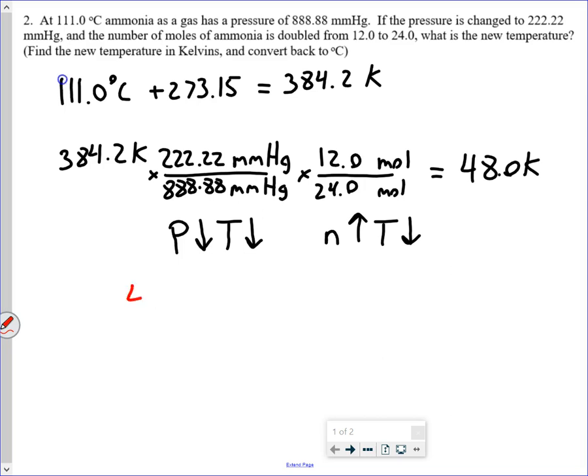So let's take our 48.0 Kelvin and let's subtract 273.15 to get this back into Celsius. When you do that, you should get a negative 225.2.